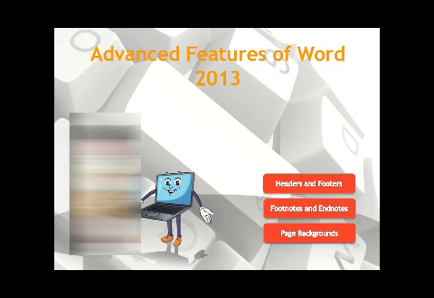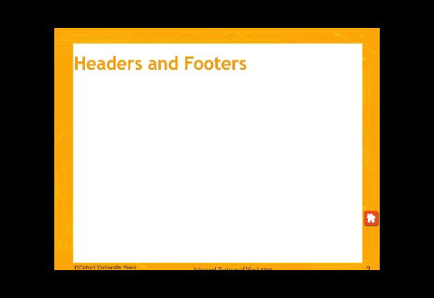Students, today we are going to start chapter number 4, Advanced Features of MS Word 2013. In this chapter, we will cover the following topics: headers and footers, footnotes and endnotes, and page backgrounds. Students, first we need to understand about headers and footers.